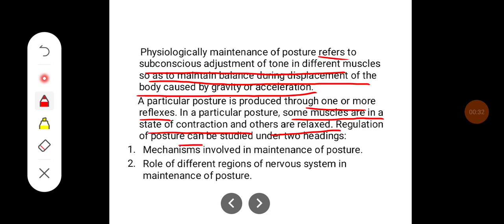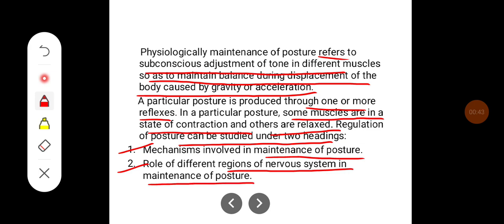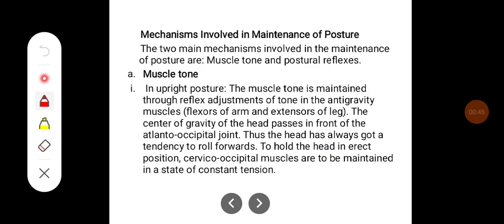In a particular posture, some muscles are in a state of contraction and others are relaxed. Regulation of posture can be studied under two headings: the mechanisms involved in the maintenance of the posture, and the role of different regions of the nervous system in the maintenance of the posture. The two main mechanisms involved are muscle tone and postural reflexes.